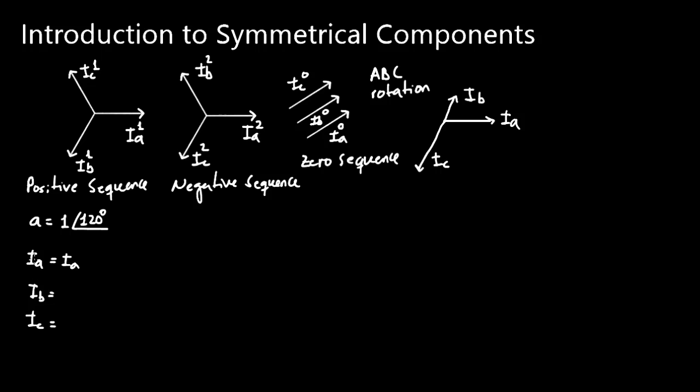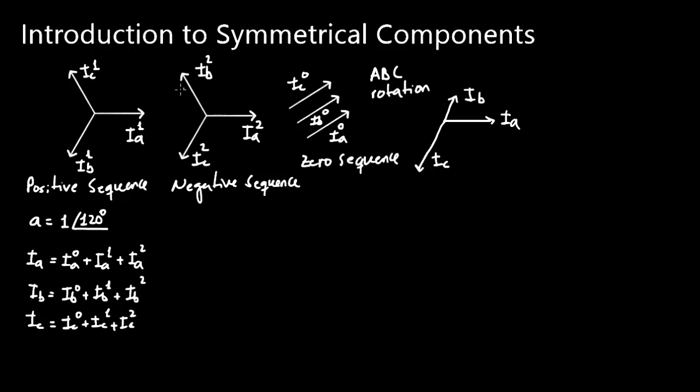When I say, again, IA being the actual phase quantity is going to be equal to the zero sequence current for the A phase plus the positive sequence current for the A phase plus the negative sequence current. And then same thing for B and C phases. So the zero sequence plus positive sequence plus negative sequence. And then for the C, same thing, zero sequence plus the positive sequence plus the negative sequence.